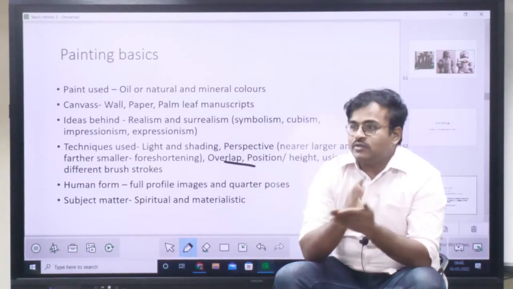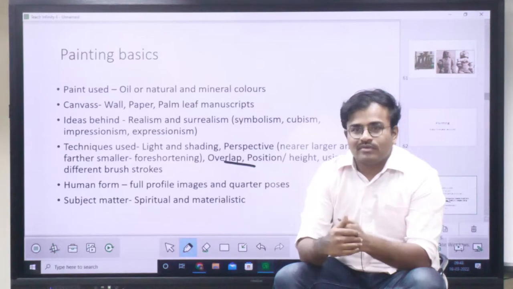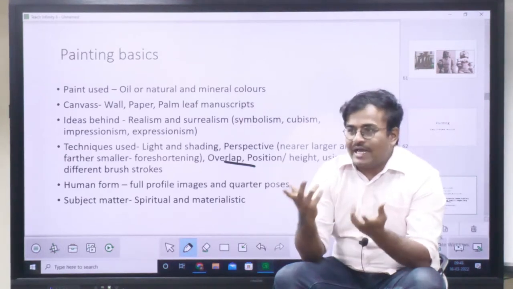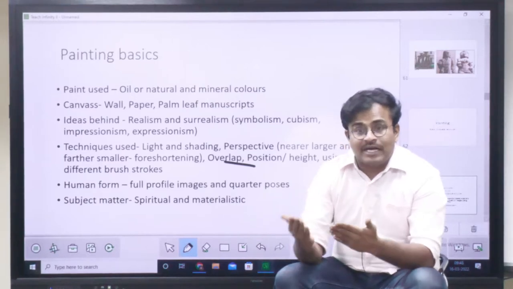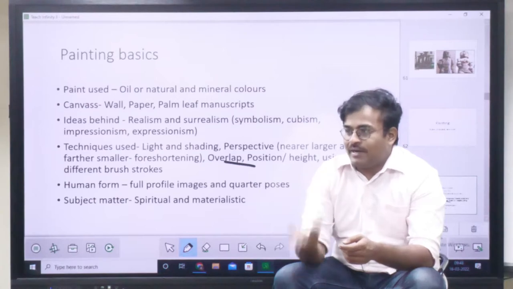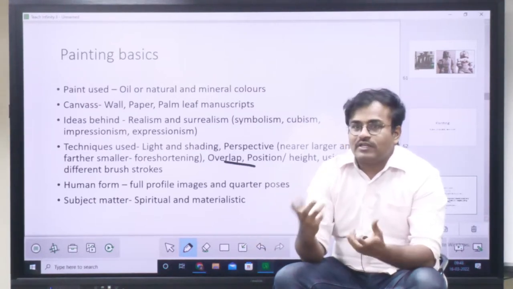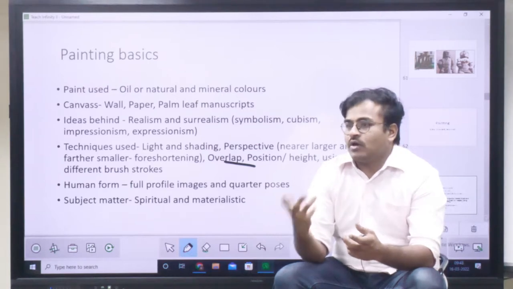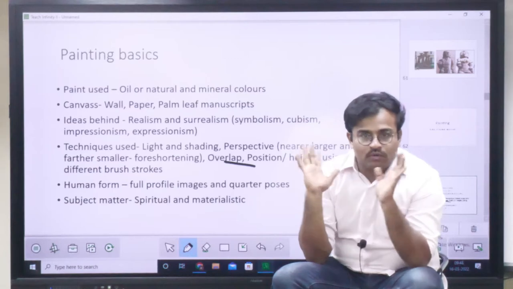But with the emergence of new techniques like photography, what does a photo do? It takes the pictures as they are. So with the emergence of the photograph, the significance of realism as a school started diminishing. Because whatever the artist might try, he cannot replicate a photograph. Because a photograph is the most perfect or most real reflection of what is seen.